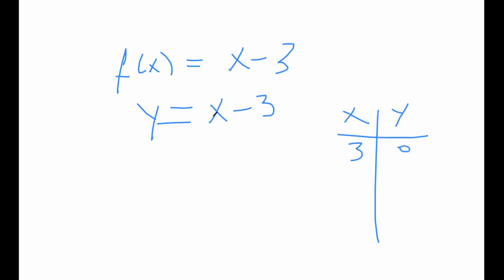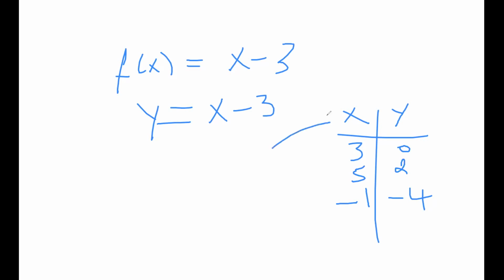What if x is 5? If you put 5 here, it's 2. That's right, 5 minus 3 would be 2. What if it's -1? If you put -1 here, it's -4. That's right, minus 4. How many options like this do we have?